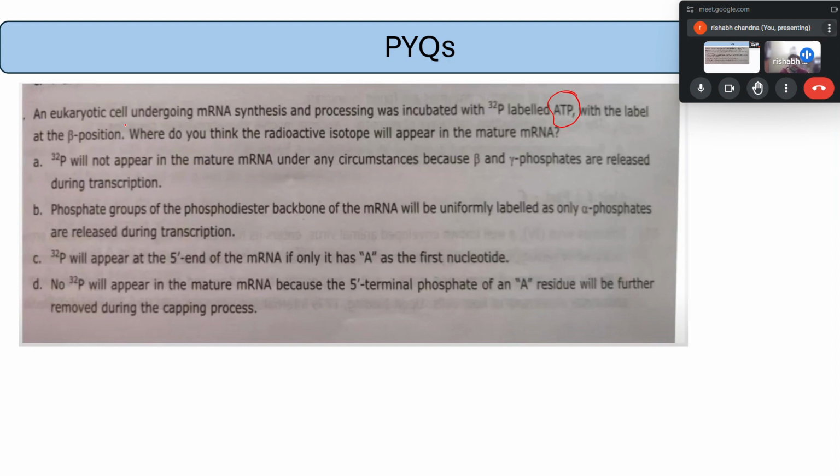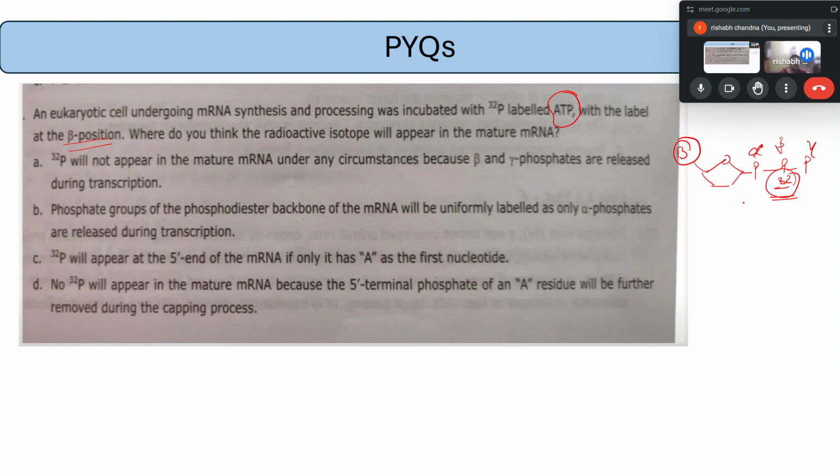Sorry, that is labeled at the beta position. So, as I have previously told, this is the base, then this is attached to the sugar. This is the first phosphate, second phosphate, third phosphate. This is the gamma, beta, and alpha. So this phosphate is labeled P32.